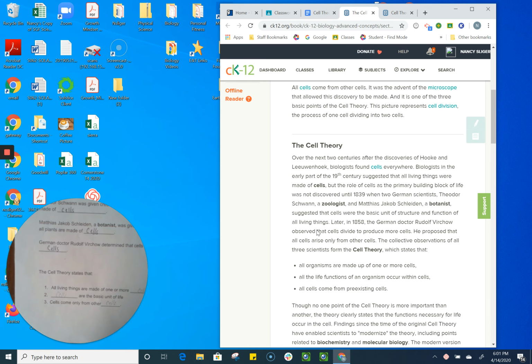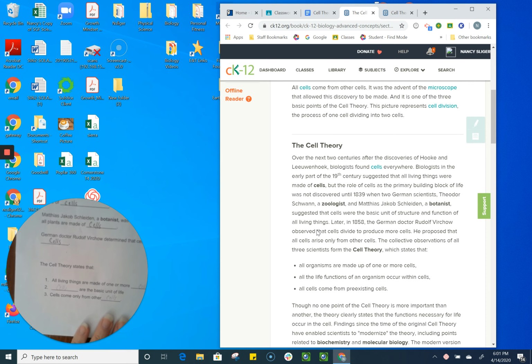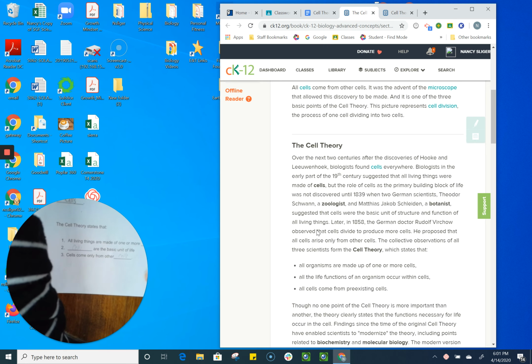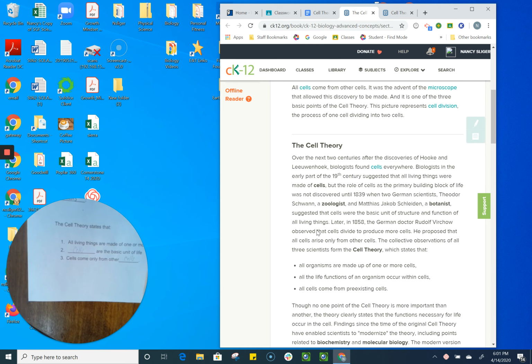Here's a very basic cell theory, and that is my Shih Tzu snoring in the background. He's a happy camper.